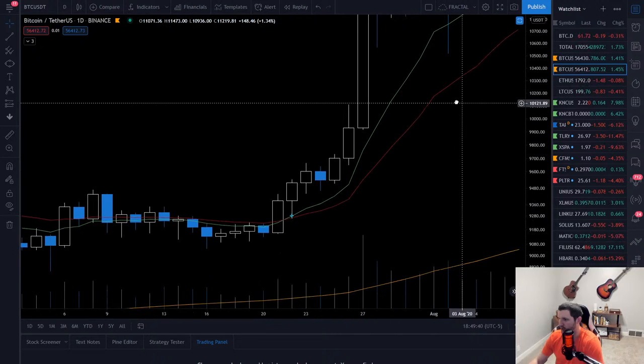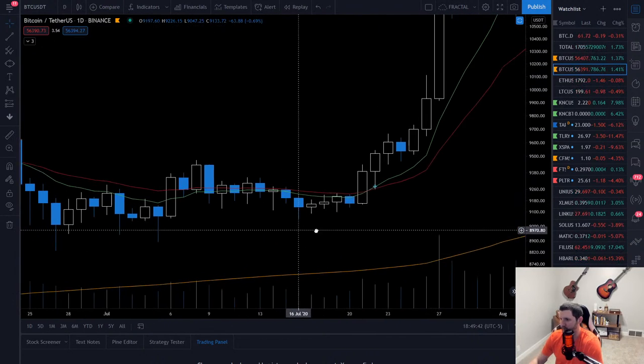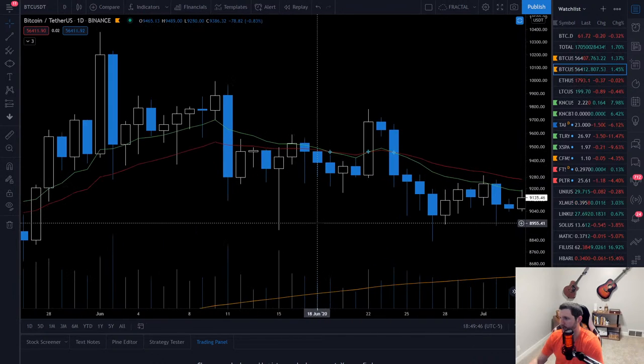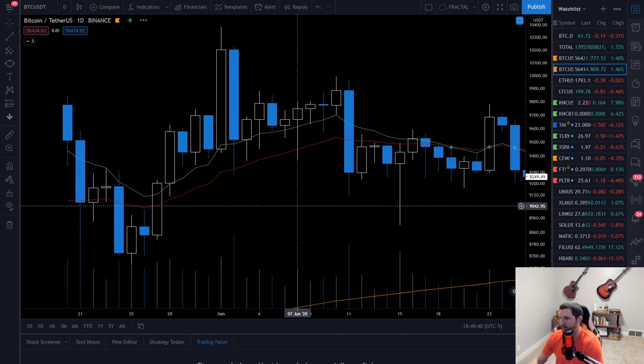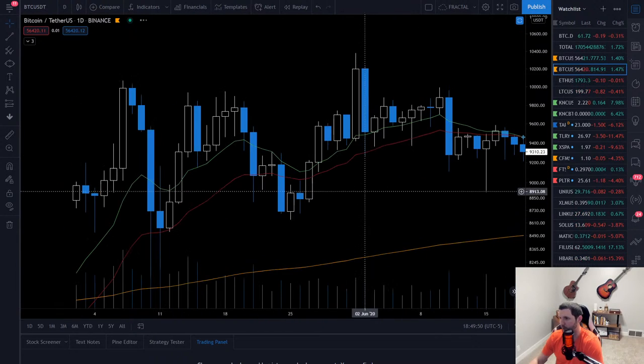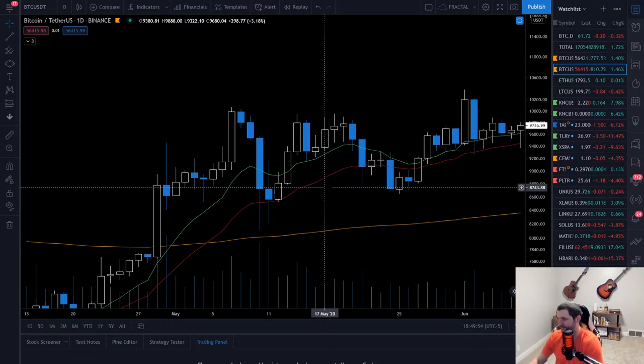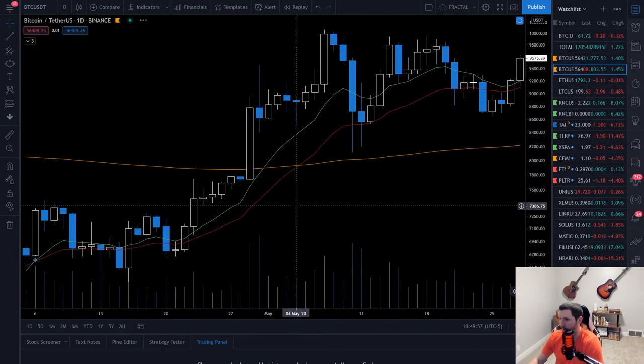Maybe this is a good... Nope. See, I'm trying to find a really clean one just to show you guys a really good example. But you know, crypto just really loves to hate us sometimes. It doesn't like to do anything too clean and pretty. Traditional stocks are a little bit more easily read, honestly.